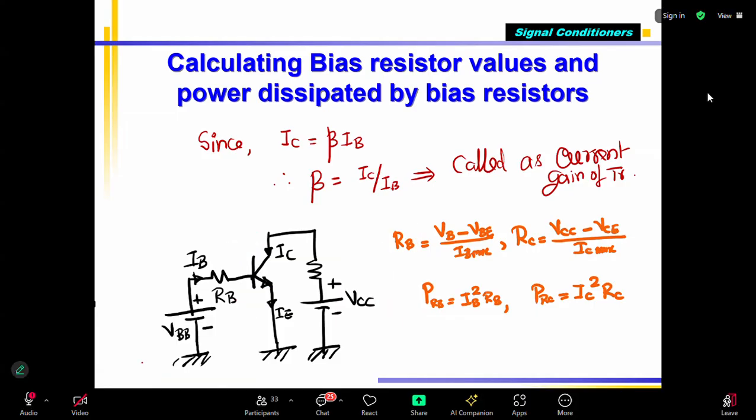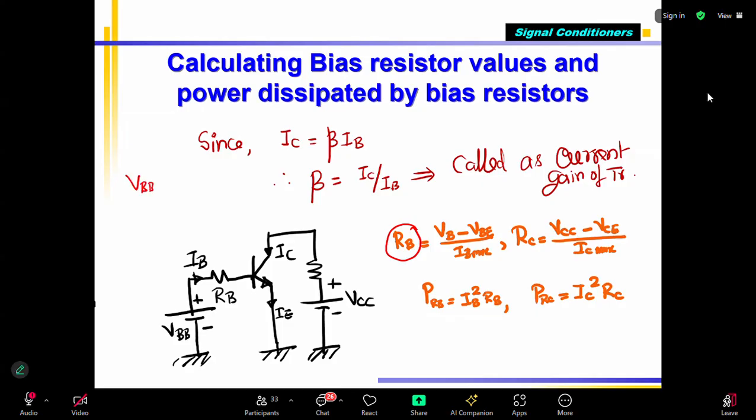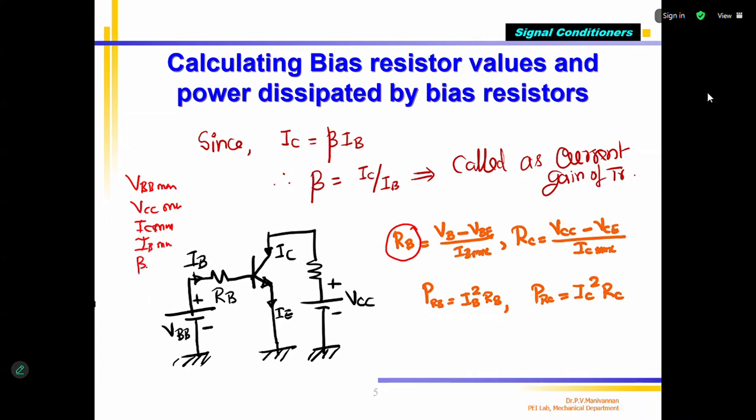How will you decide? RB should be computed such that you already know the important parameters for a transistor. Again, I'm repeating, very important: VBB max, VCC max, IC max, IB max, and beta. For any transistor, these are important parameters. There are more than 20,000 transistors that different companies are making. You can select any one based on your requirement. How to select a transistor, we are going to decide in the next slide.